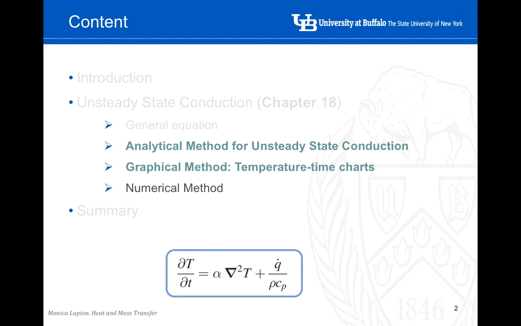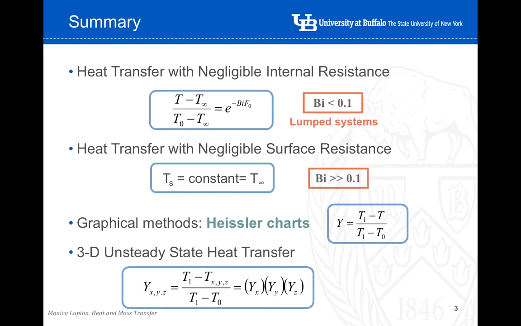If you remember from the presentation related to unsteady state conduction, we studied different methodologies to solve the general equation, and in particular, we focused on the analytical methods and graphical methods. In relation to analytical methods, we saw that there are two different cases, very interesting. One is when the internal resistance is very small, and the second one when the surface resistance is very small.